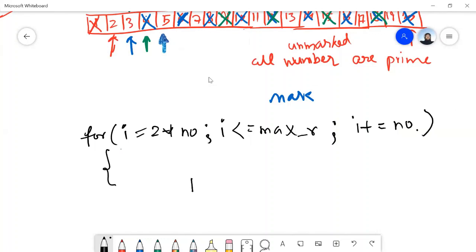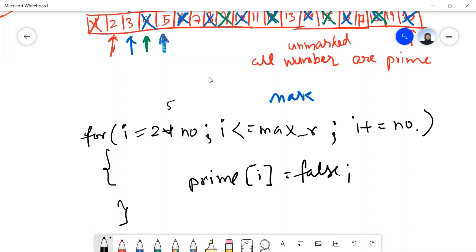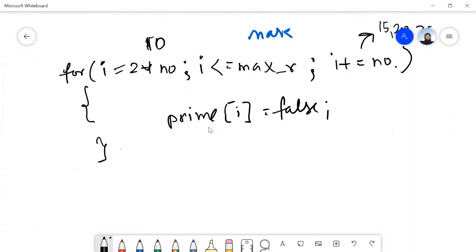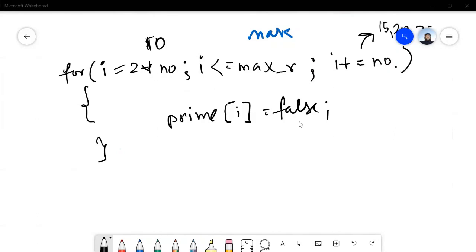And if it is there, then I'll say that prime of I equals false. So what we are doing is, suppose our number is 5. I'll be checking the next number like 10, and then the next time I'll add 5 again. So I'll be checking for 10, then 15, then 20, then 25. In this way it goes on, and I'll mark those in the prime array as false. That means they are multiples, so they are not prime numbers. So in this way it goes on.